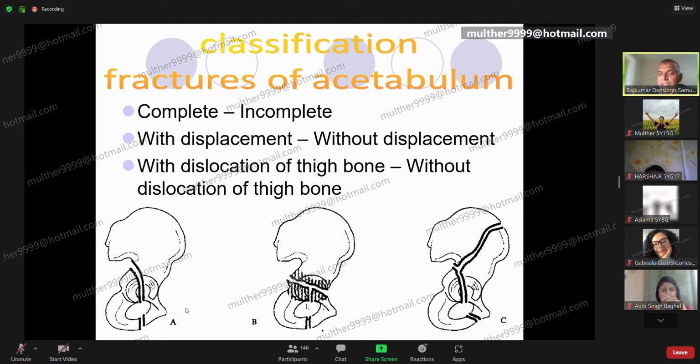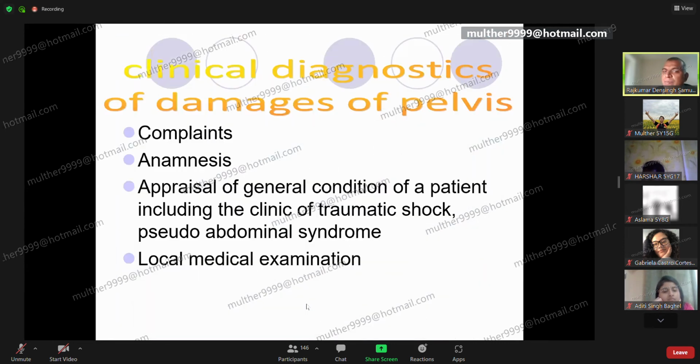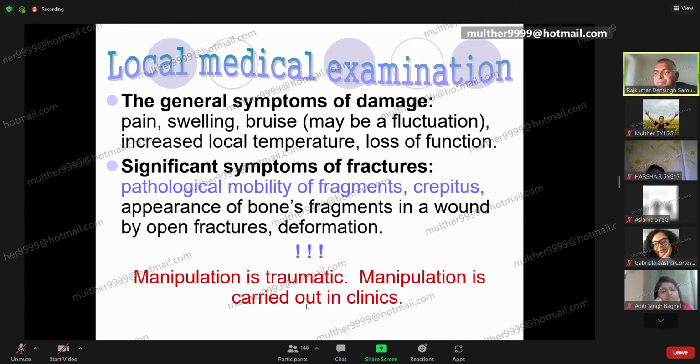Sometimes when there is a fracture of the acetabulum, the head of the femur can dislocate centrally. So we will discuss whether the head of the femur is centrally dislocated or not. Understood? If you take a fracture of the acetabulum, we should orient this way: complete or incomplete fracture, with displacement or without displacement, and whether there is dislocation of the head of the femur or not. This is to understand what happened in a fracture of the acetabulum.